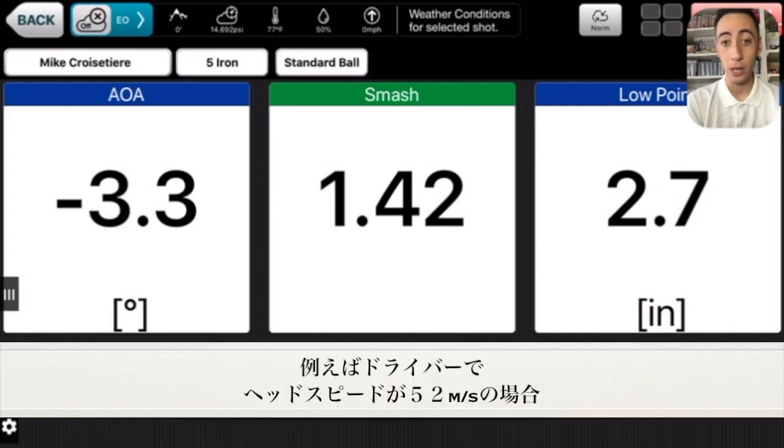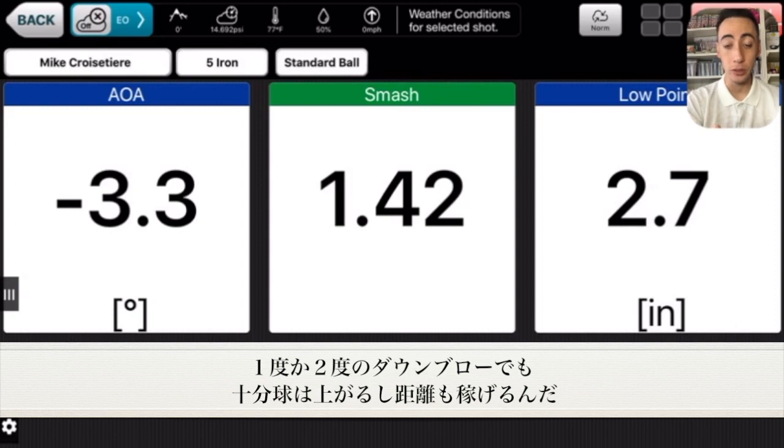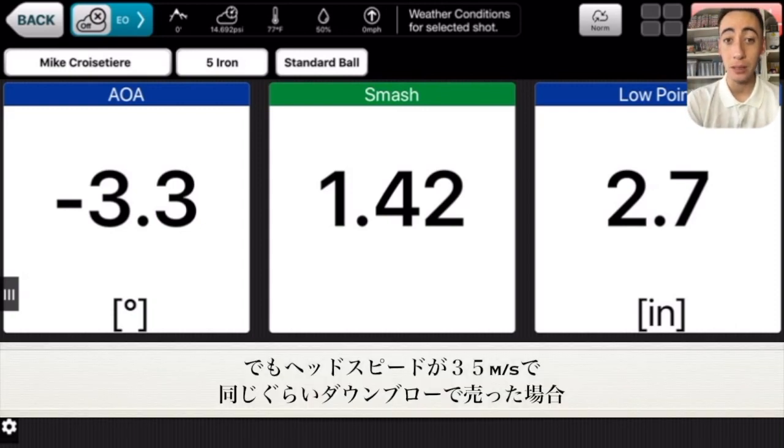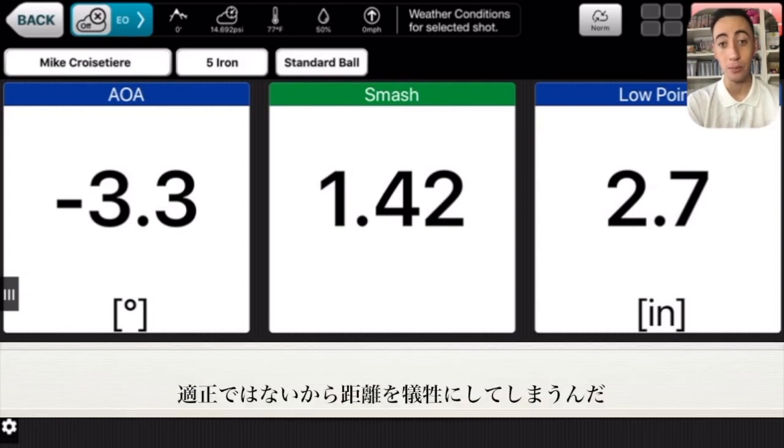Let's say I'm swinging my driver at 52 meters per second. I could actually get away with hitting like 1 degree, 2 degrees down and still hit the ball quite far. However, if I was swinging 35 meters per second and I hit down on the ball 1 to 2 degrees, I'm actually going to be losing quite a bit of distance.